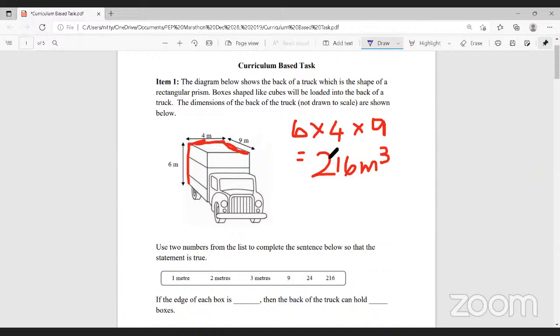All right. Yes, very good, Shamala Dockery. But remember, we cannot leave our units. So yes, we have calculated our volume. But how do we complete this statement at the bottom? If the edge of each box is blank. If the edge of each box is what? If we say the boxes are shaped like cubes, what do we know about those dimensions? What will those dimensions have in common? Go ahead and tell me. What do the dimensions of a cube have in common?